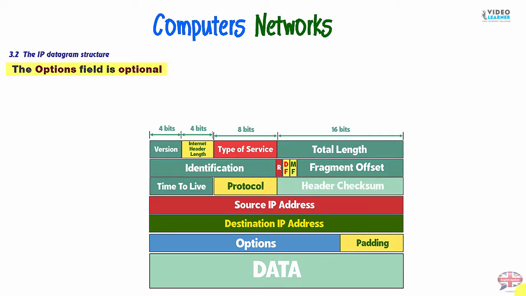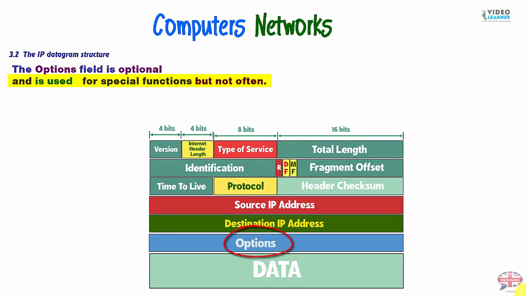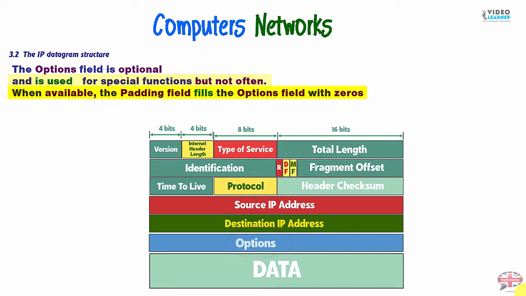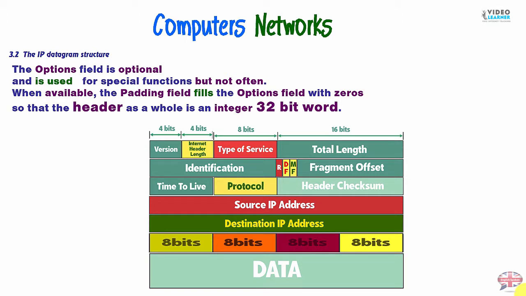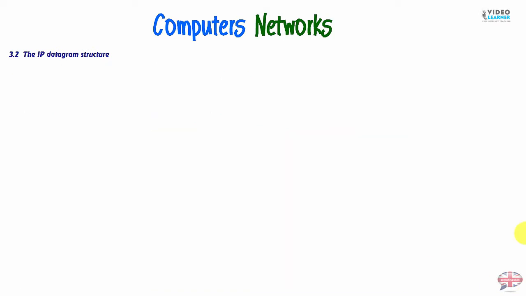Let's go to the next field now, which is the option field, which is optional and is used for special functions, but not often. When available, the padding field fills the option field with zeros, so that the header as well is an integer number of 32-bit words. Here it is, we have 8-bit, 8-bit, 8-bit, 8-bit, octet, octet, octet, octet. And now we are done with IP datagram fields.